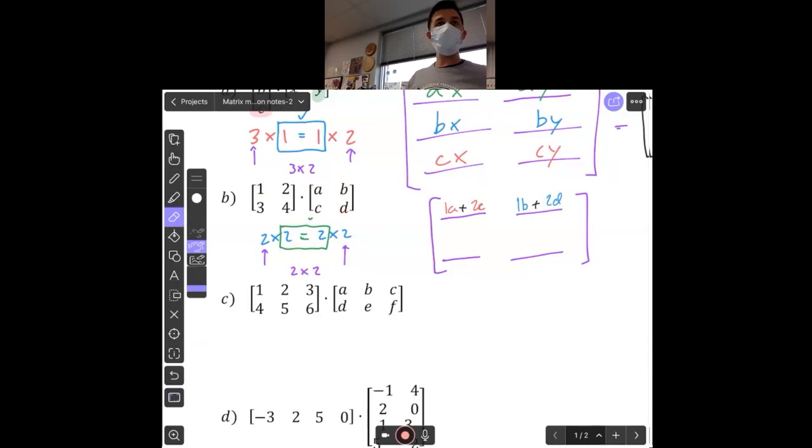Now I'm looking at the second row. I'm going to compare it to the first column. So the row times the column. Again, you always go to the leftmost number and the highest number. So put your fingers there.